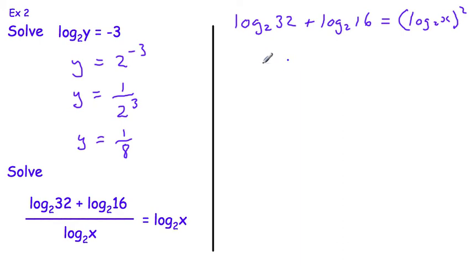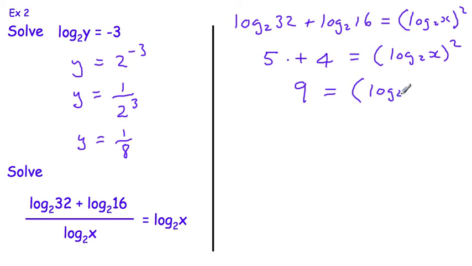But 32 is 2 to the power 5, so log 32 to the base 2 is simply 5. 16 is 2 to the power 4, so log 16 to the base 2 is 4. So 9 is equal to (log x) squared. So I just need to take the square root of both sides. The square root of the right hand side is log x. The square root of the left hand side is plus or minus 3.